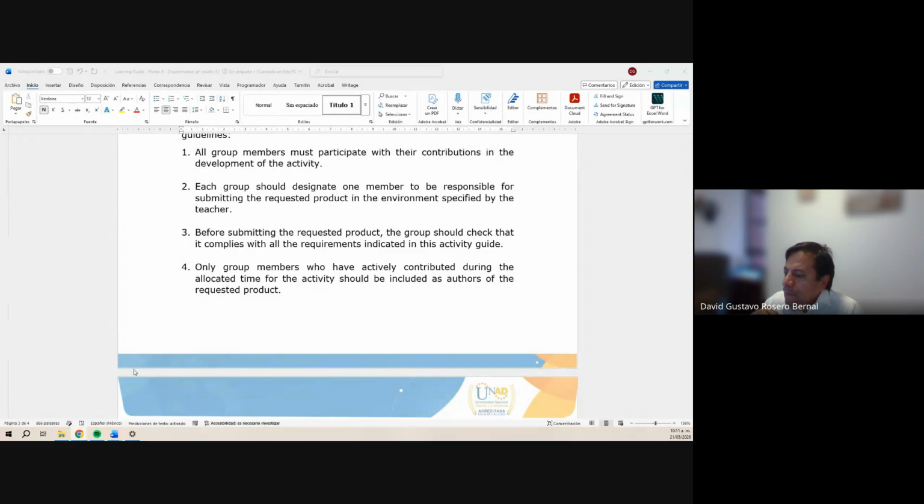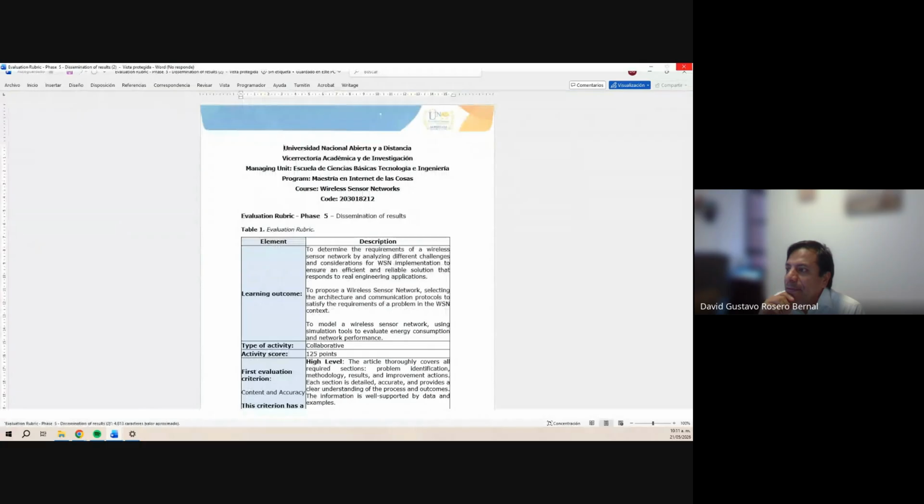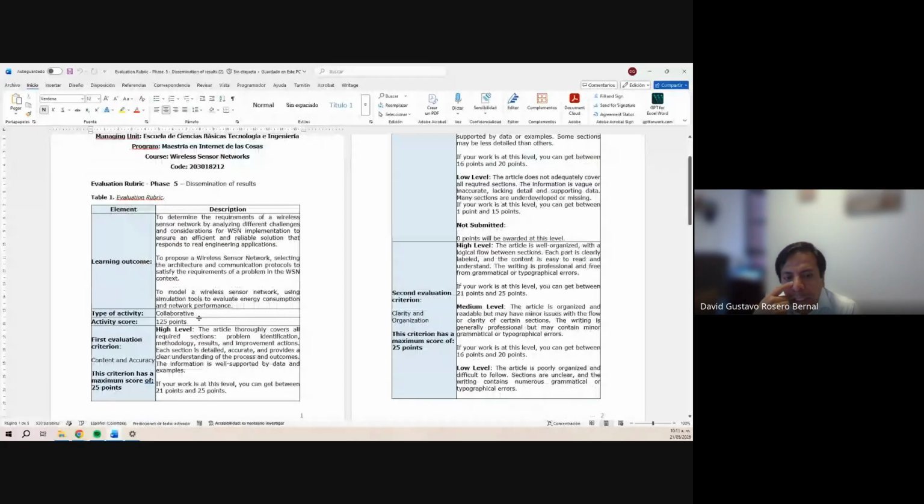And what do we have next? The evaluation rubric. That describes how your work will be graded. The rubric consists of 5 criteria, each worth 25 points, a total of 125 points. The criterion number 1 is content accuracy. This criterion assesses whether your article thoroughly covers all the required sections: problem identification, methodology, results, and improvement actions.